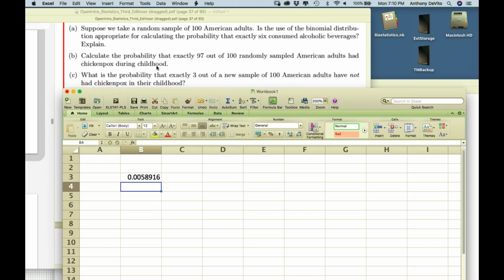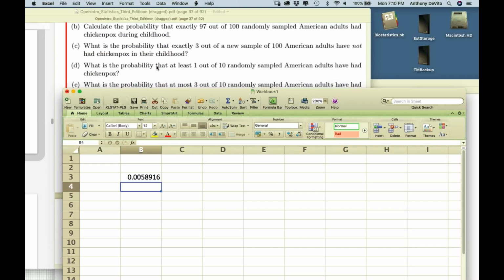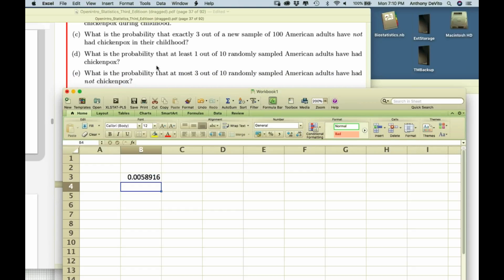Here we go, chickenpox. I thought we were going to wind up with another alcoholic beverage thing there. What is the probability that at least 1 out of 10 randomly selected American adults have had chickenpox? At least 1 out of 10. Let me think about what that means. That would mean 1, 2, 3, 4, 5 up to 10 out of 10 randomly sampled adults have had chickenpox. So what would that not include? Well, that would not include zero.